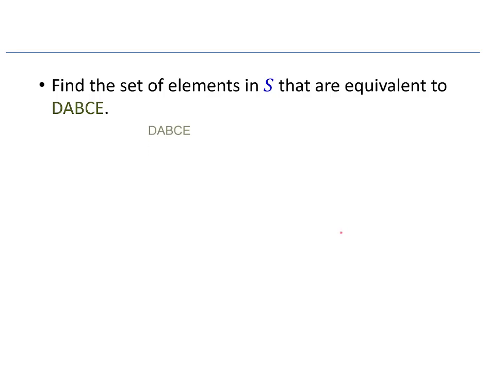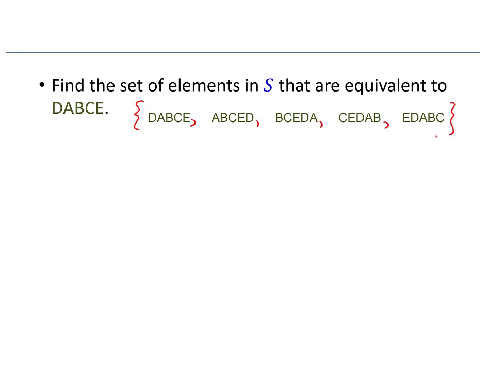Well, we can start with that thing itself, DABCE, and then take that same permutation and cycle it so you start with A. So the order is the same, just looping around, but now starting with A. And then do the same thing starting with B, and then starting with C, and then starting with E. And if I continued and I started the next one with D, I'd end up back where I started. So this set is the set of permutations that are equivalent to DABCE.